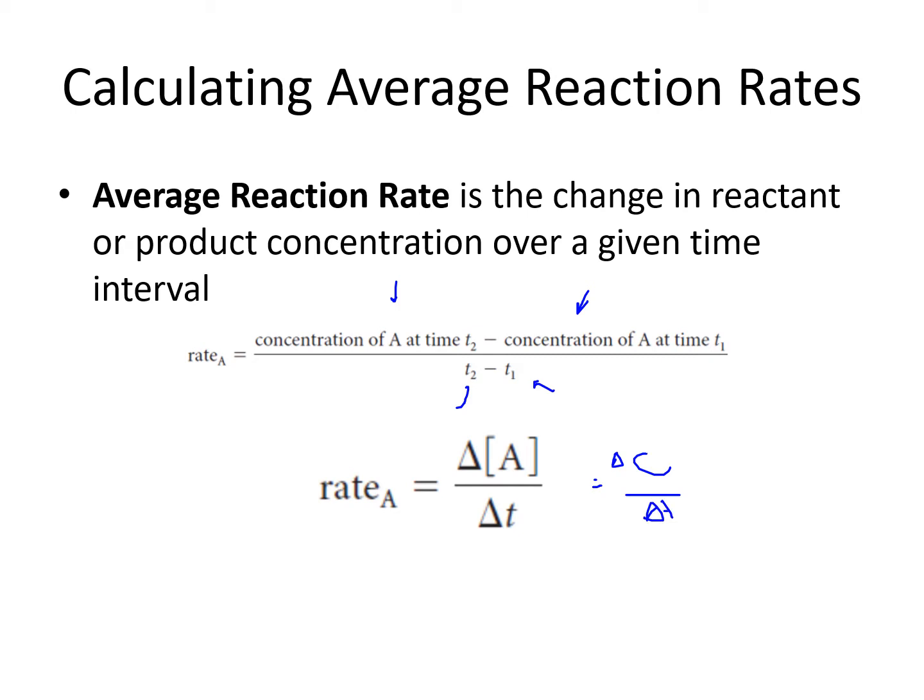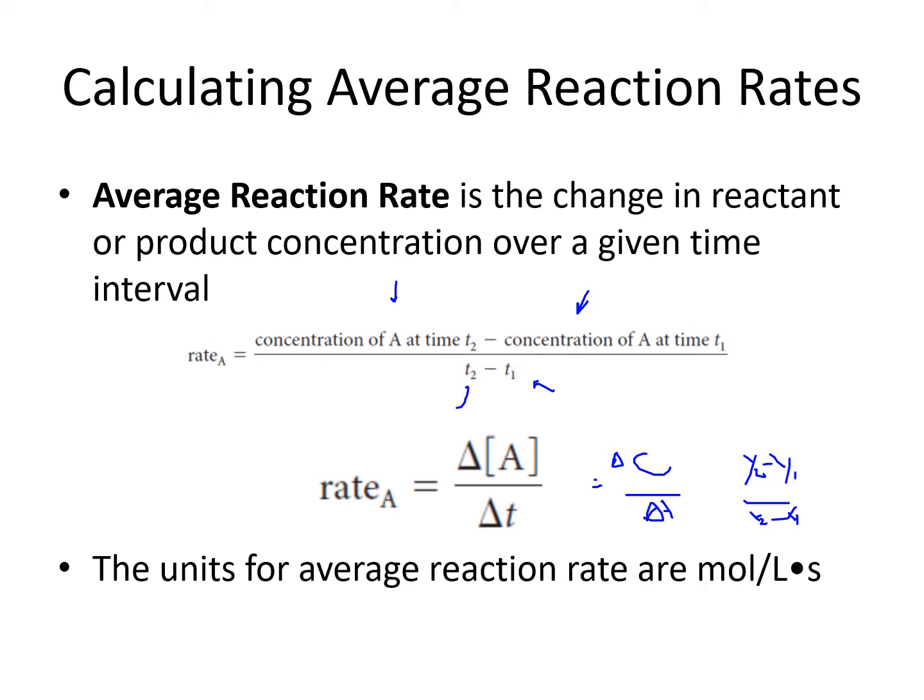They mean the same thing, and essentially it's y2 minus y1 over x2 minus x1. And our units are going to be moles per liter times seconds. So this is actually your concentration right here, the concentration from the liquid section of last year, and then there's your time unit.